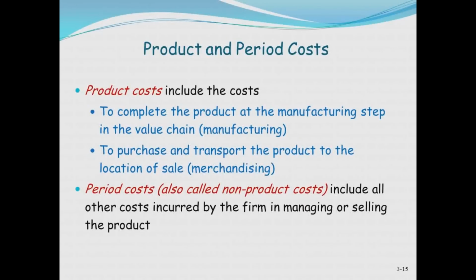Okay? Product costs versus periodic costs. Product costs are the costs to complete the manufacturing steps in the value chain and to purchase and transport the product to the location of sale. In merchandising companies, so manufacturing companies do the development and then sell it. Merchandising firms are really only, they buy and then they sell. That's what a merchandiser does. So a Macy's, they don't actually manufacture things, they're a merchandiser. So their product costs are the cost to purchase and get it to location of sale.